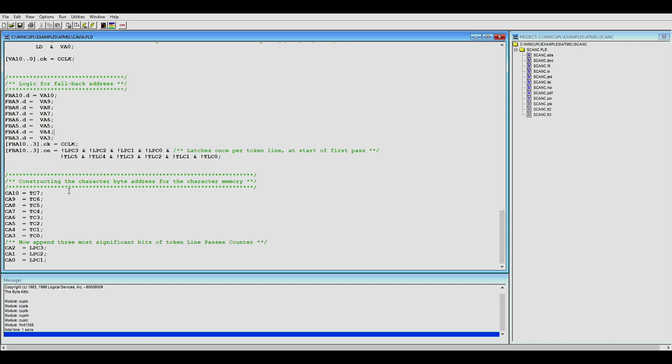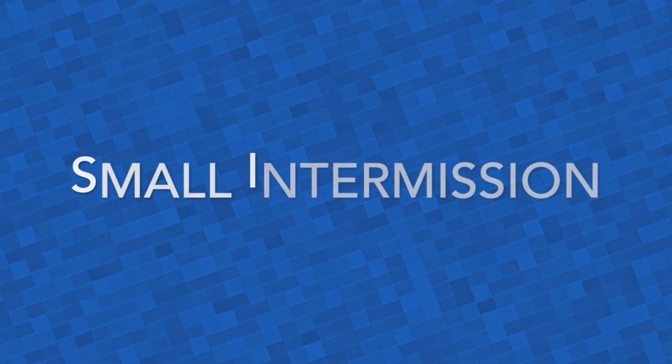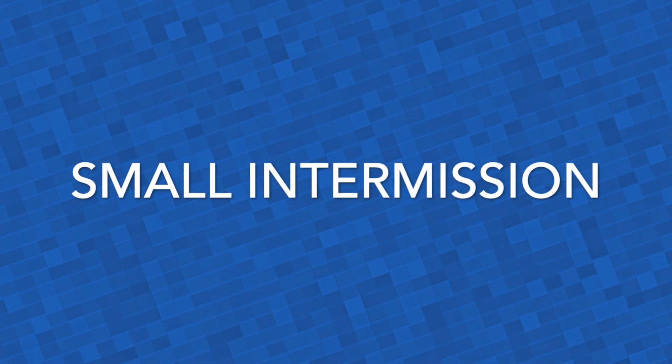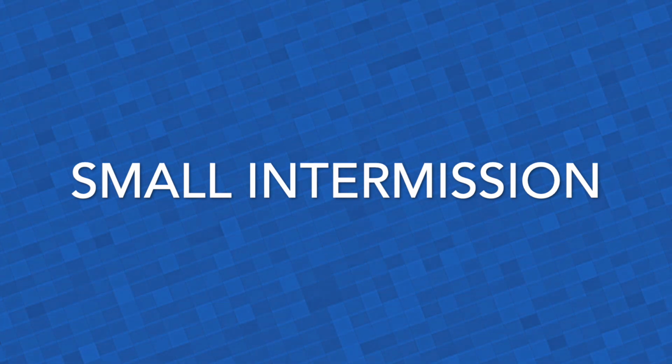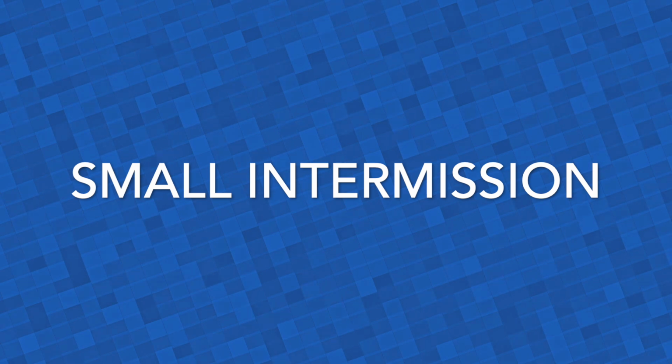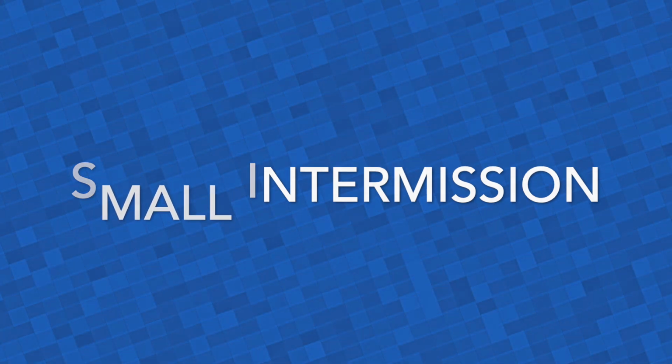And the final thing, and this completes the design of Cavia, is we have to construct the character byte address that we will send to the character memory. Here we need to make a small intermission, because there is something I didn't tell you in part 2 for the sake of simplicity and brevity that we, however, need now, so you can follow along the next part. So bear with me a little.